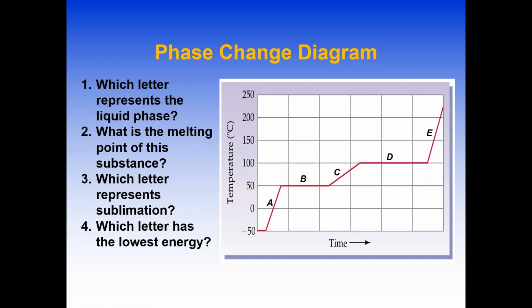Number 4 asks us what letter has the lowest energy. That's going to be A because solids have the lowest energy. And 5 asks us where is kinetic energy increasing. And you will remember that kinetic energy increases on these slopes. So it's increasing on A, C, and D.